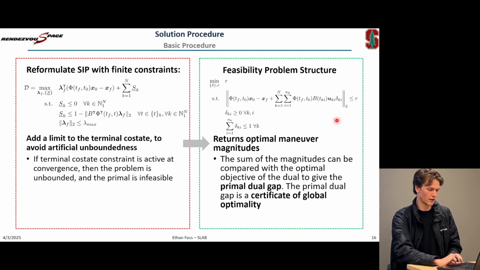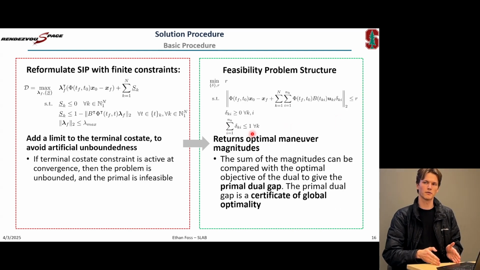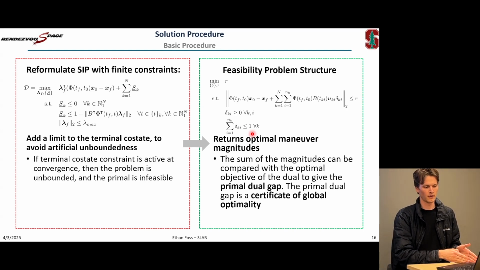And then once we solve that, we can solve this feasibility problem to recover the optimal impulse magnitudes. Now, an interesting property that we can leverage is we can take the sum of these impulse magnitudes, which is equivalent to the objective of the primal problem, and then we can compare it with the cost of the dual problem. If you are familiar with optimization theory, you'll know that the dual problem is always less than or equal to the primal problem, which means that if there is no dual gap, as in the dual optimal objective is equal to the primal optimal objective, then that means you have achieved global optimality.